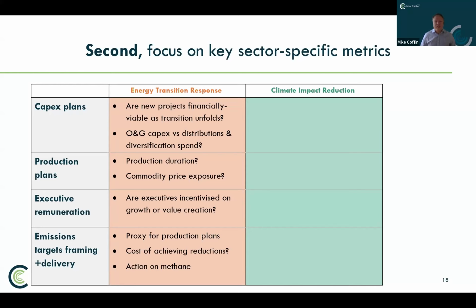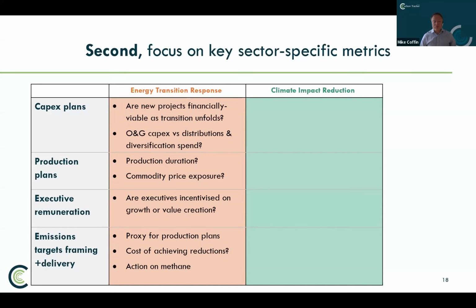And then the fourth of our key metrics we see is looking at emissions targets, but crucially, it's about the framing of those targets and how those are delivered. Those emissions targets, if they're framed appropriately, link through to Scope 3 absolute emissions reductions. Actually, what those are a proxy for is future production plans and development plans, and thus those can be used to support those top two items in the table.